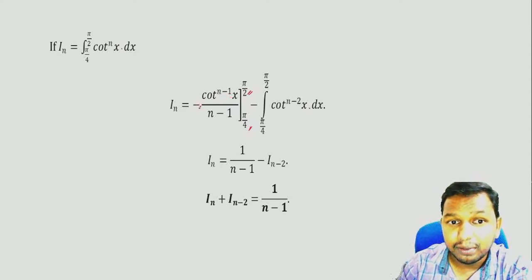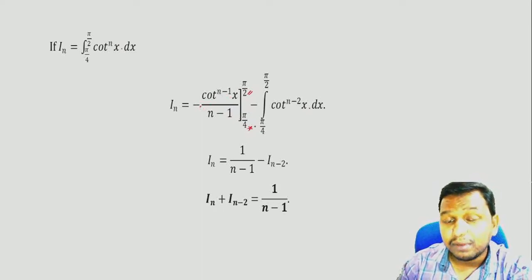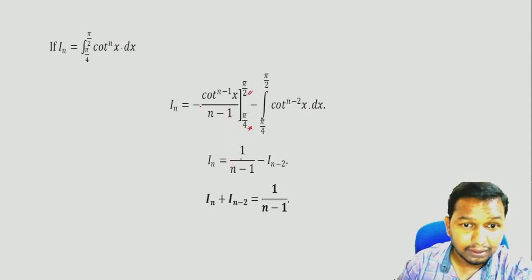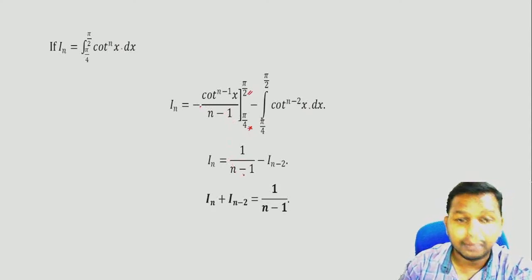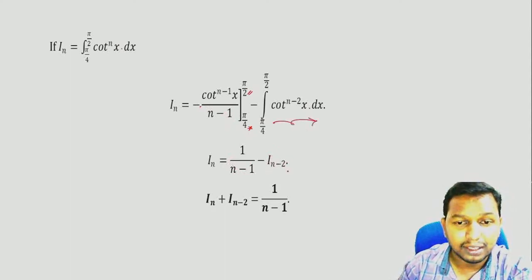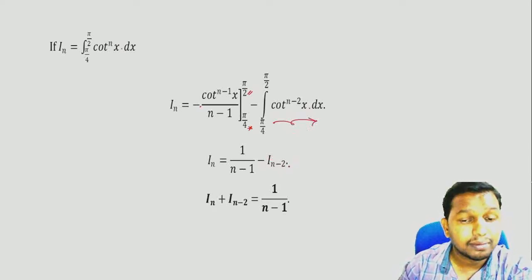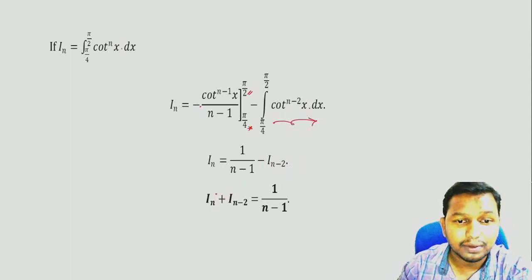Since here we have negative sign, for lower limit, we have to take negative value. So, minus into minus, we get positive, that is 1 divided by n minus 1 minus all this function we considered as I_n minus 2. So therefore, as we did in tan function, here also we have I_n plus I_n minus 2 is equals to 1 divided by n plus 1.